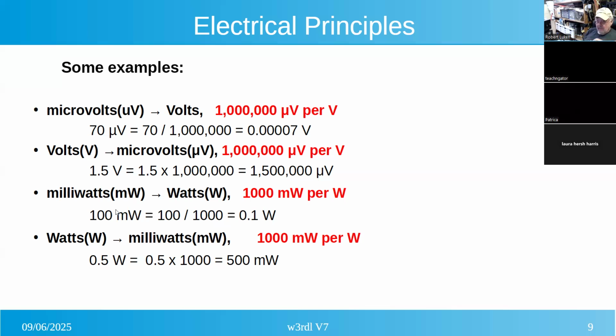If we were doing watts, and we went from milliwatts up to watts, because watts are bigger, we're going to divide in this case. So we divide the 100 milliwatts by 1,000 milliwatts per watt, so that the milliwatts cancel out basically, and we get 0.1 watt. And going the opposite, we multiply. So half a watt would be 500 milliwatts, because 1 watt would be 1,000 milliwatts.